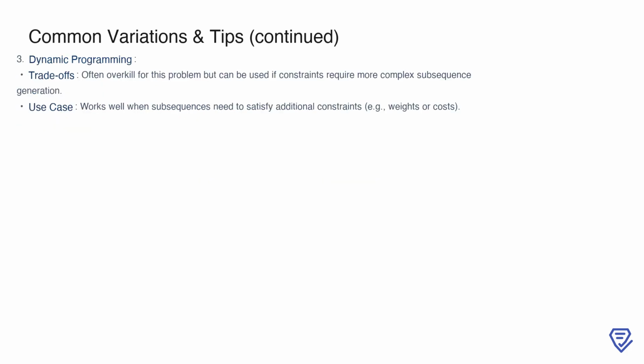Finally, dynamic programming is another approach to consider, although it's generally overkill for this specific problem. It's best suited for scenarios where subsequences need to satisfy additional constraints, such as incorporating weights or costs. While dynamic programming can handle more complex requirements, it often comes with higher computational overhead, making it less practical for problems like this one unless the constraints explicitly demand it. Understanding when to apply dynamic programming and when simpler methods will suffice is an important skill to develop.